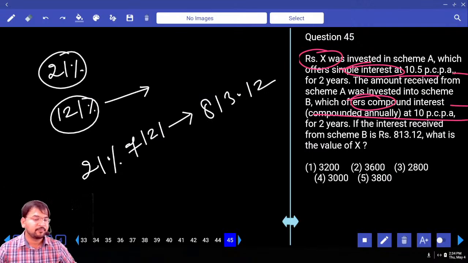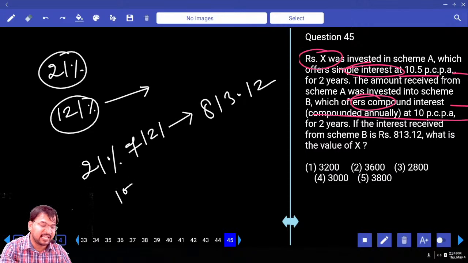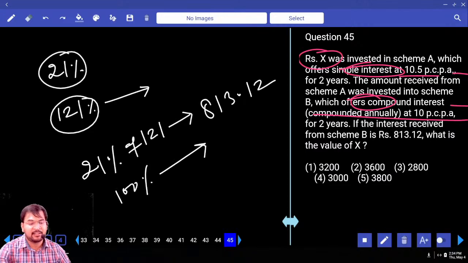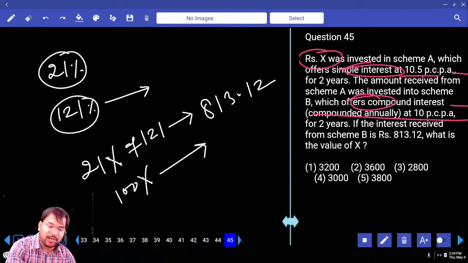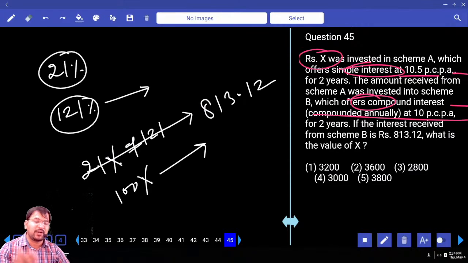813.12. Now we need the principal. Principal is nothing but X, 100%. If you observe carefully here, the percentage gets cancelled. Don't worry about the percentage. 121 how many times? 121 20 times is 2420.